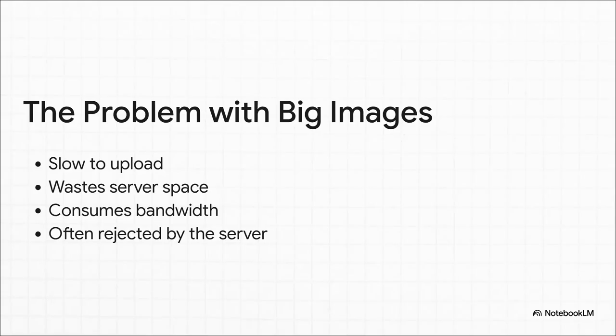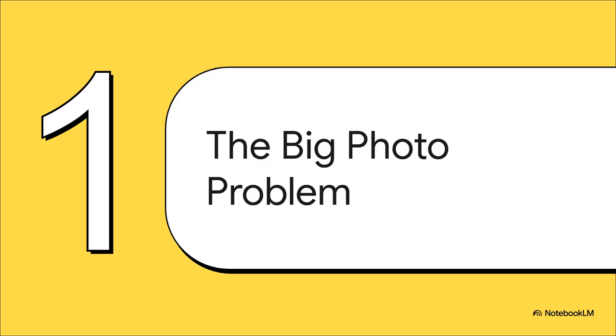And from there, the problem just snowballs. For the user, it means a super slow, really frustrating upload experience. But for you, the person running the site, it's a total nightmare. You're burning through expensive server space, you're eating up all your bandwidth, and eventually the server might just throw its hands up and reject the file altogether, leaving everybody frustrated. So that is the core issue we are diving into today. Let's call it the big photo problem. How do we let users upload these huge, beautiful images without breaking everything?